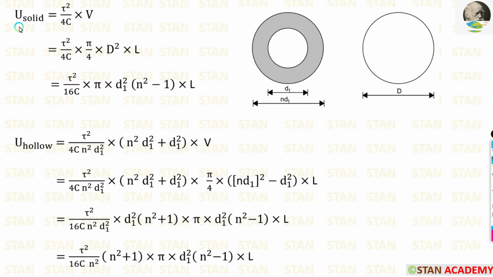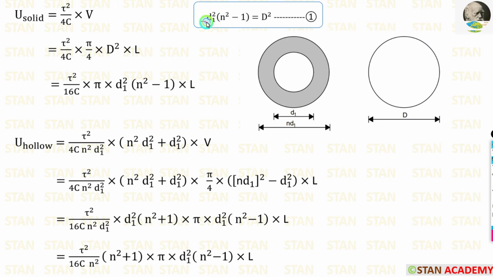Let us calculate the strain energy for the solid shaft. For the solid shaft, the strain energy formula is tau square by 4c into V. The volume is area into L. The area of the solid shaft is pi by 4 into D square. From equation number 1, we can substitute d1 square into n square minus 1 for D square.